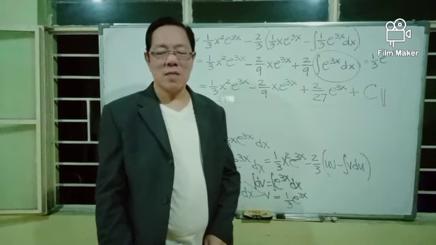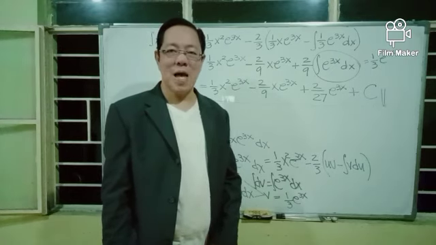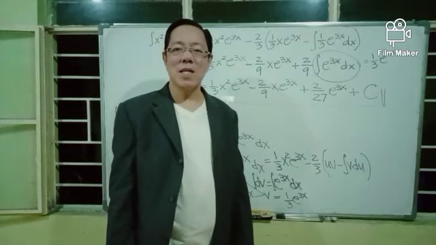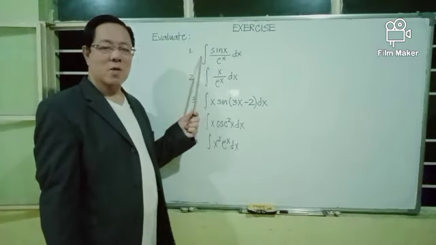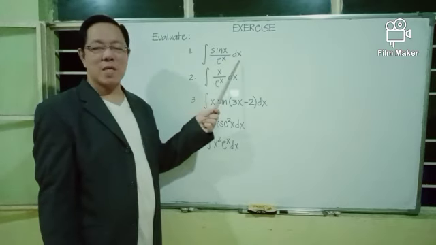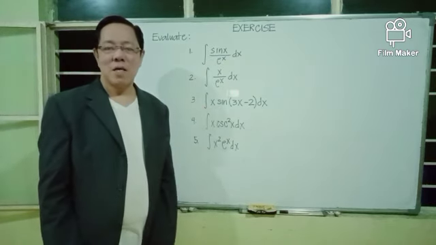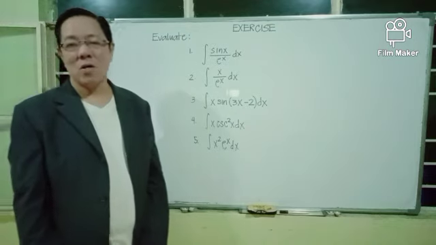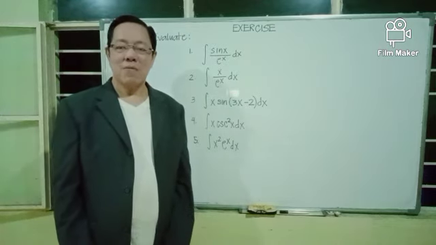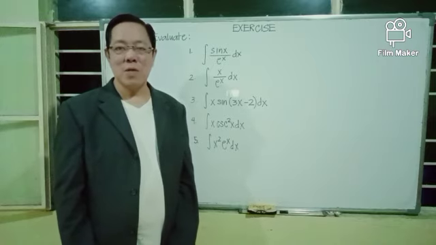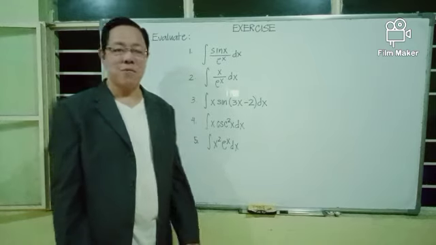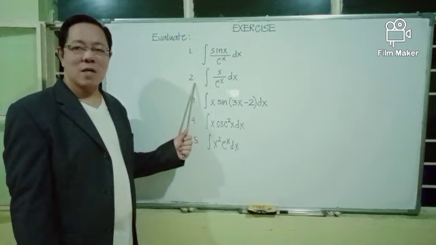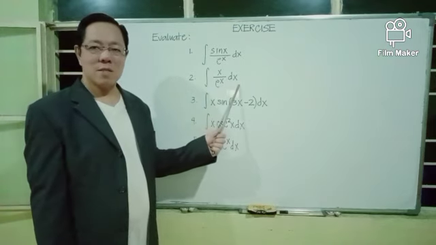For your practice and assignment, please try the following exercises using integration by parts. For number 1, we have the integral of sine x over e to the x with respect to x dx. Again, by integration by parts, you must decide on u and dv. If after using your u and dv you find it difficult to continue, then you change your choice of u and dv. In number 2, we have the integral of x over e to the x dx.